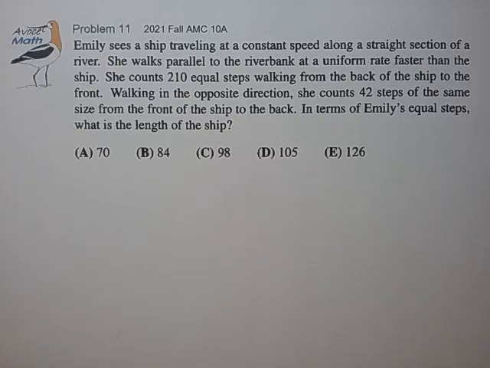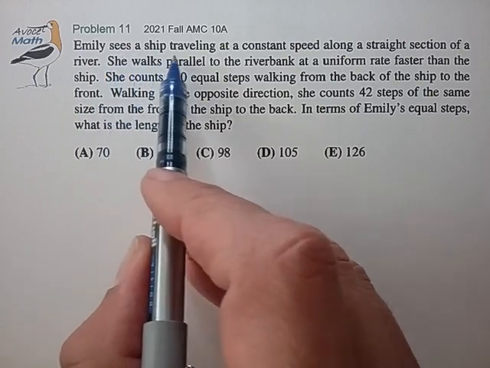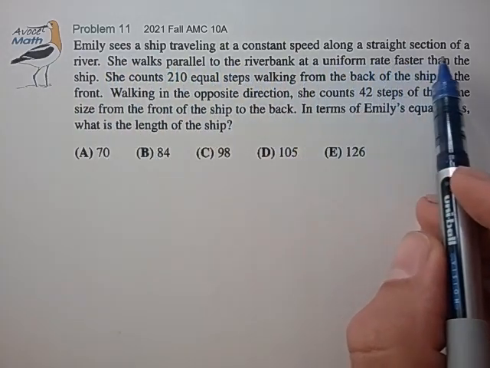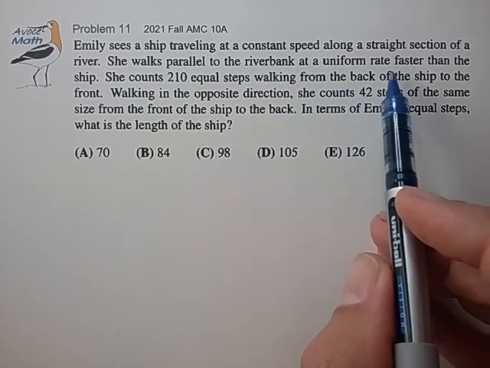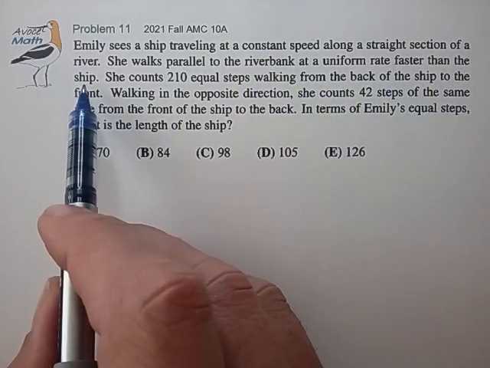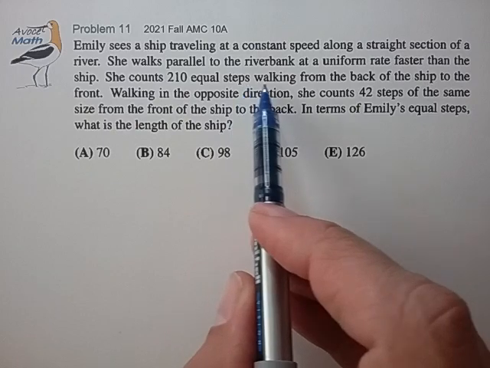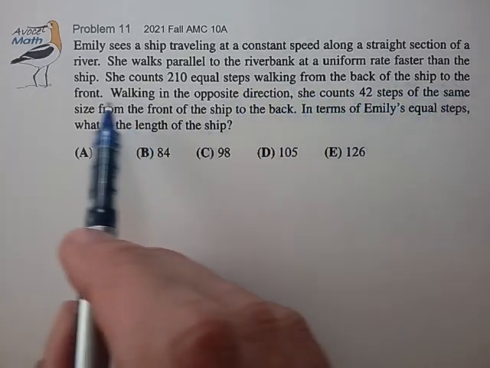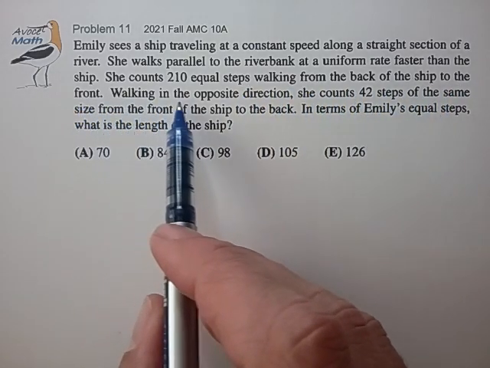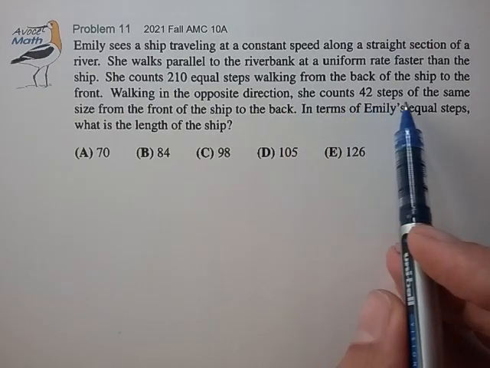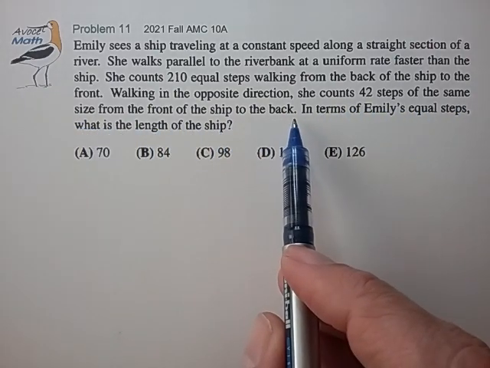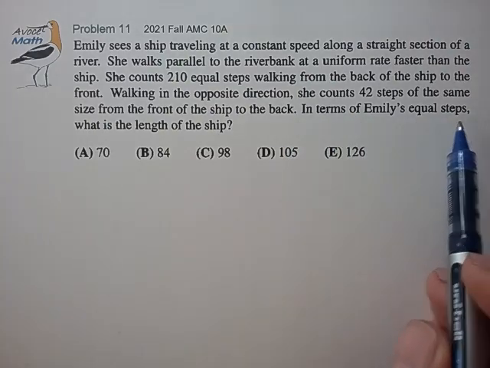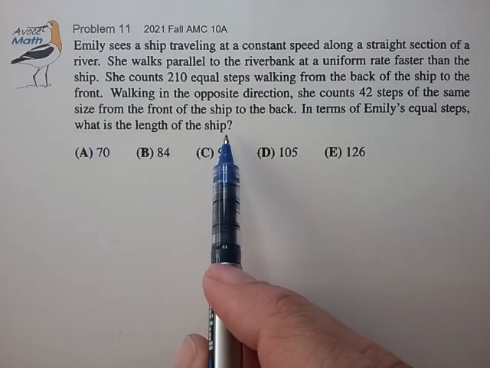Hi, this is Problem 11 from the 2021 AMC 10A. Emily sees a ship traveling at a constant speed along a straight section of river. She walks parallel to the riverbank at a uniform rate faster than the ship. She counts 210 equal steps walking from the back of the ship to the front, and walking from the opposite direction she counts 42 steps of the same size walking from the front of the ship to the back. In terms of Emily's equal steps, what is the length of the ship?